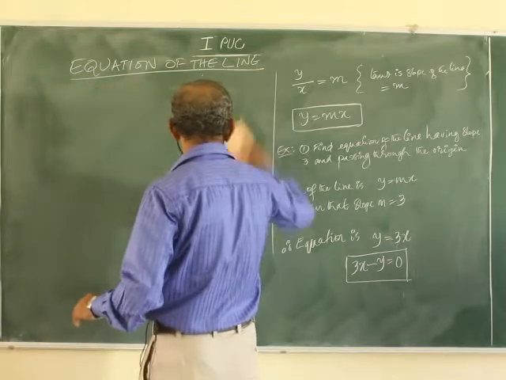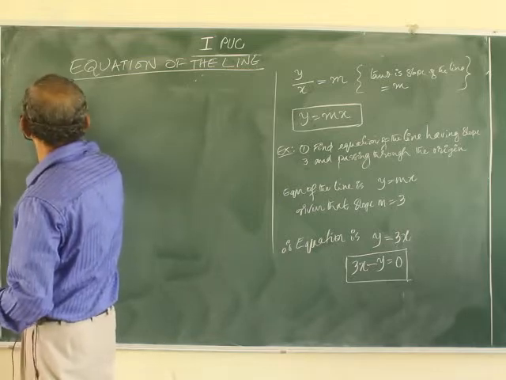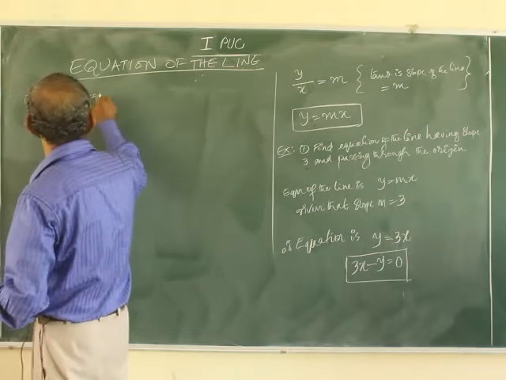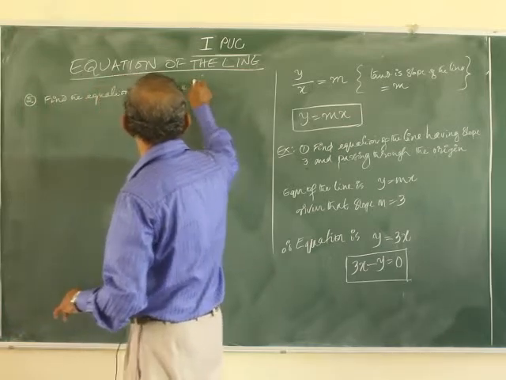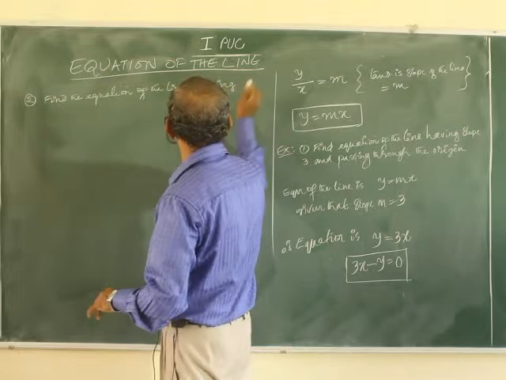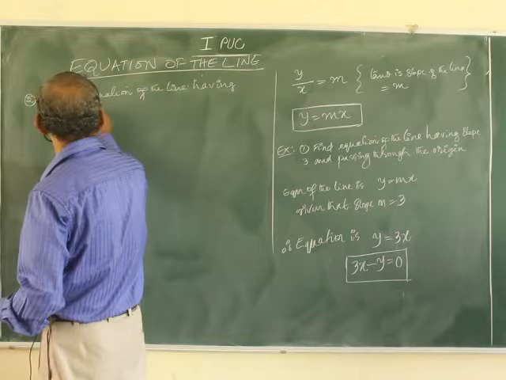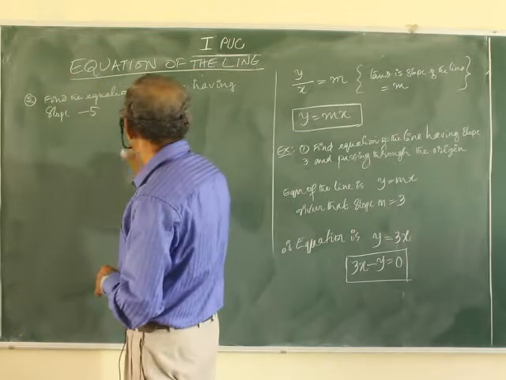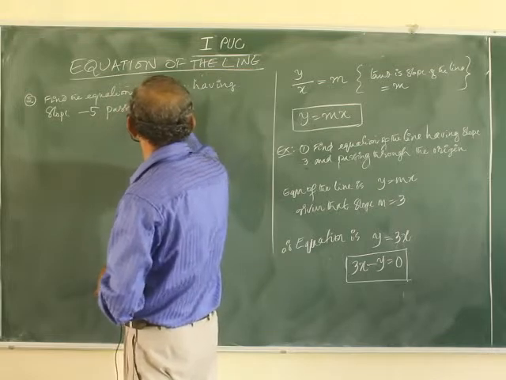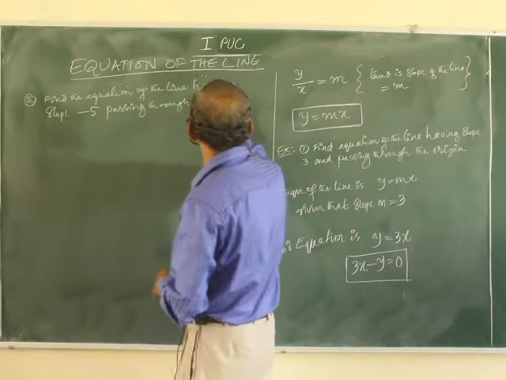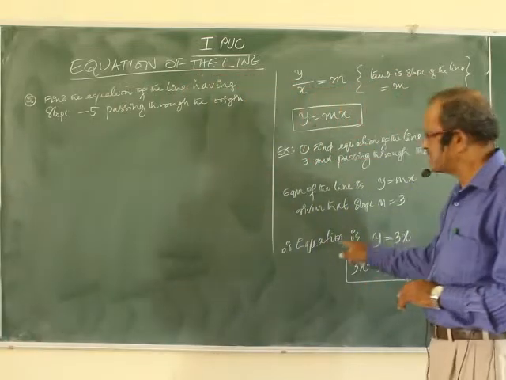Find the equation of the line having slope minus 5 passing through the origin. Same question up to here.